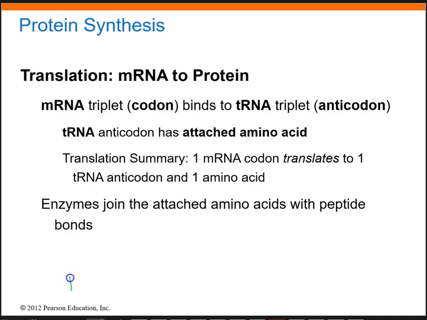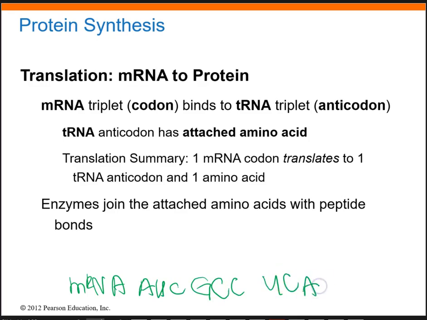So say I have my mRNA right here, and say my code is AUC GCC UCA. Okay, so say that's my mRNA. Remember I said each 3 bases is what we call a codon. So that AUC, that's a codon. GCC, that's another codon. UCA, that's another codon. So each triplet, each 3 bases on the mRNA is a codon.